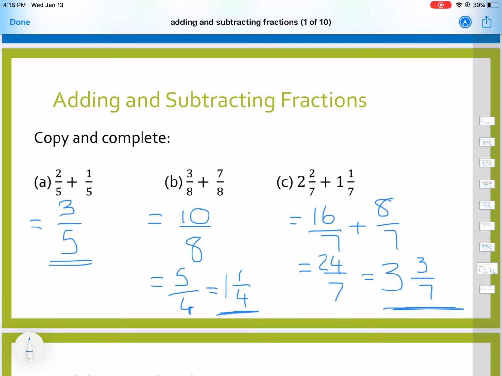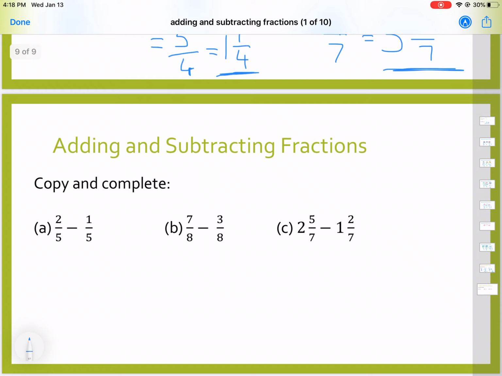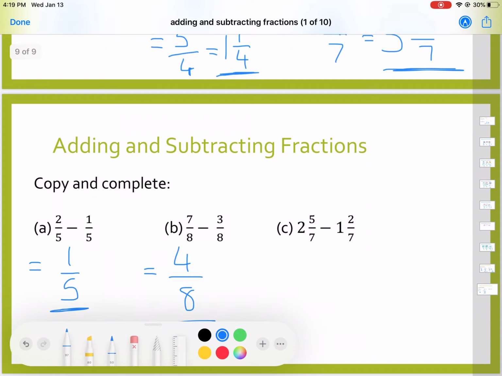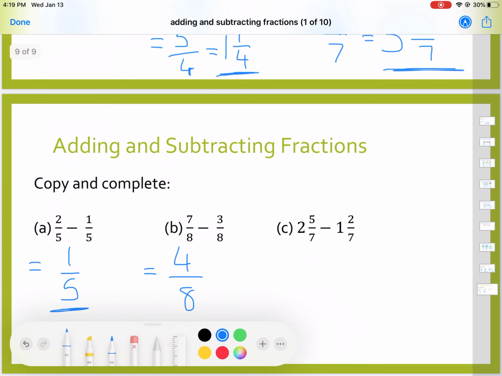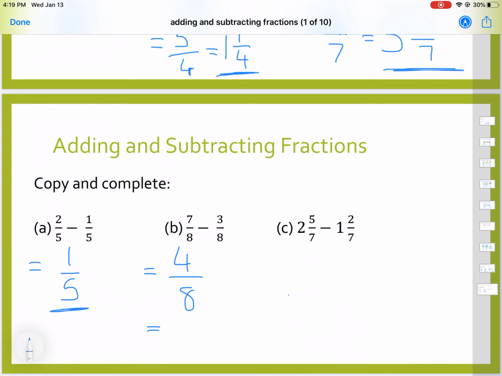Okay. Next, very similar to the top ones, except we're subtracting them this time. So the denominator for the first one is going to stay as 5. 2 take away 1 on top is 1. The denominator for B is 8. 7 take away 3 is 4. That's not my final answer, because if we can simplify fractions, then we must divide both by 4 and you will get 1 over 2.